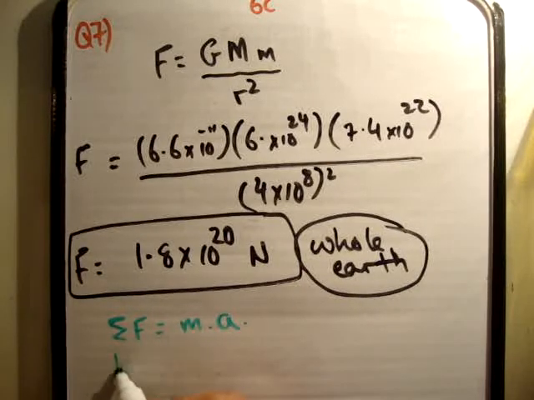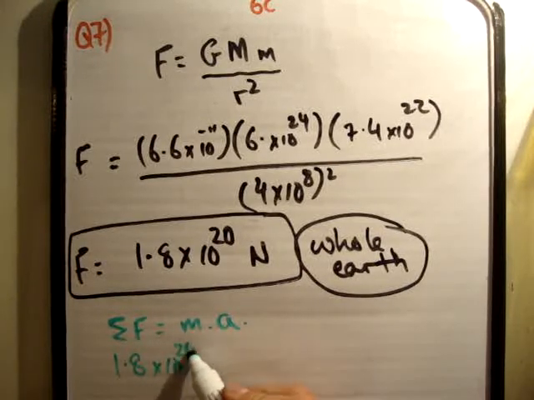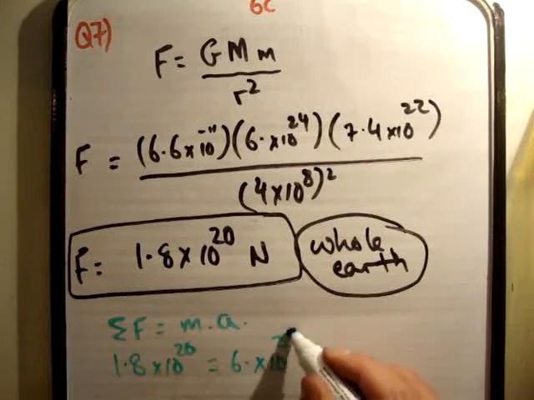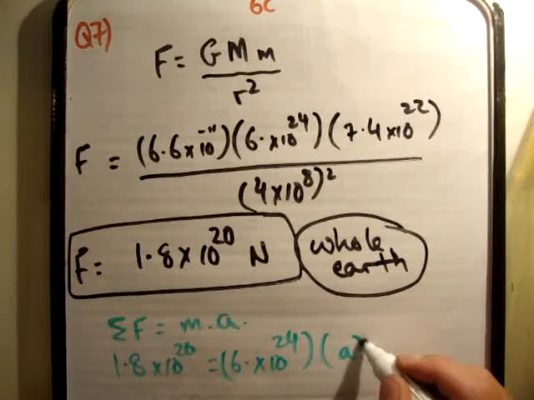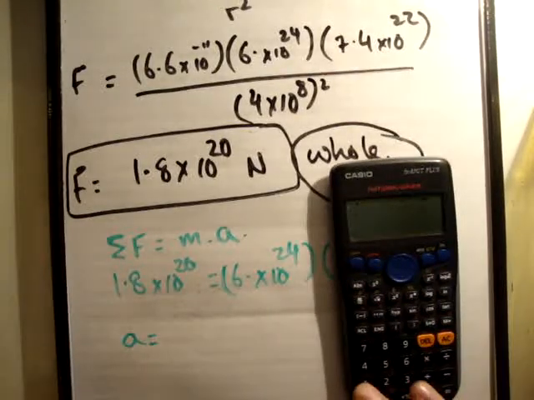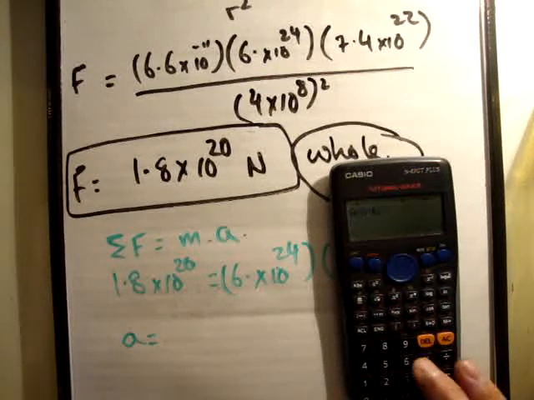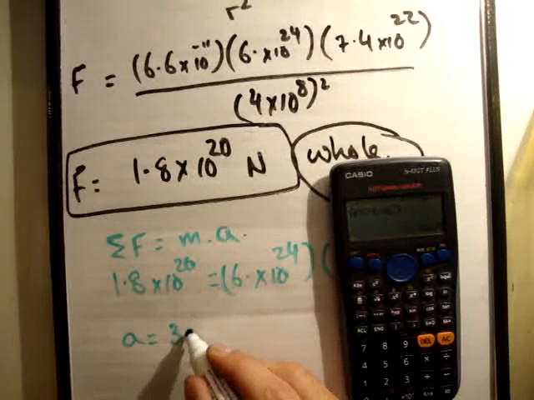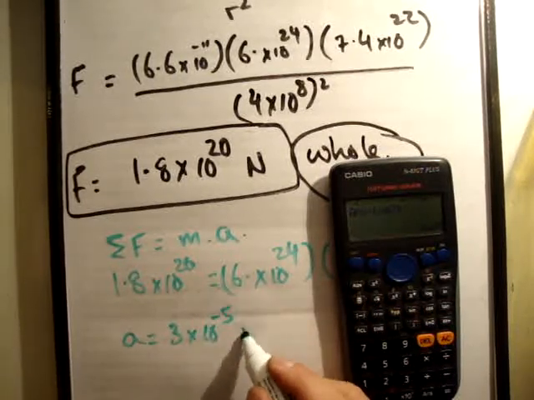We're going to get 1.8 times 10 to the 20 is equal to the mass of the Earth, which I said was 6 times 10 to the 24, times the acceleration of the Earth, which we're finding out. So we get that a is equal to 1.8 times 10 to the 20 divided by 6 times 10 to the 24, giving an answer of 3 times 10 to the minus 5 meters per second squared.